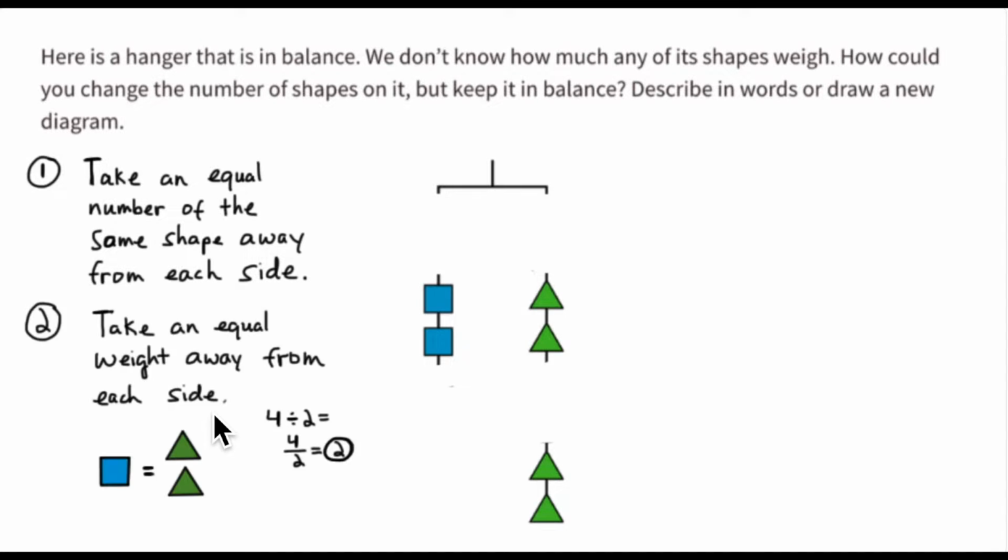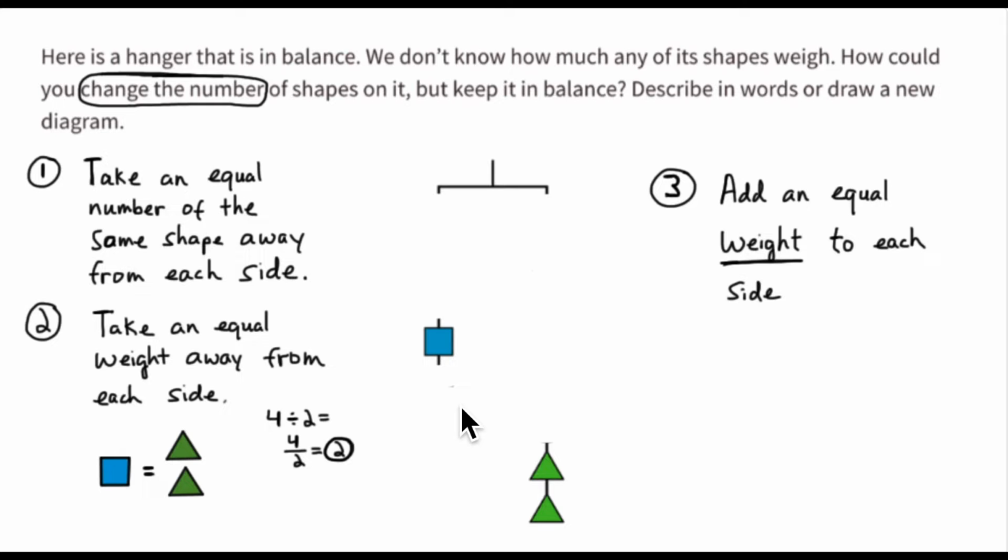And now I know that 4 of these triangles is equal to 2 of the squares. That means 1 square is equal to 2 triangles, because 4 triangles divided by 2 squares is 2 triangles for each square. So now I can take away the same weight, although they are different shapes. So if I take away 2 triangles from the right and 1 square from the left, I'm taking away the same weight from each side, although they are different shapes that I'm removing. So I'm keeping this hanger balanced.